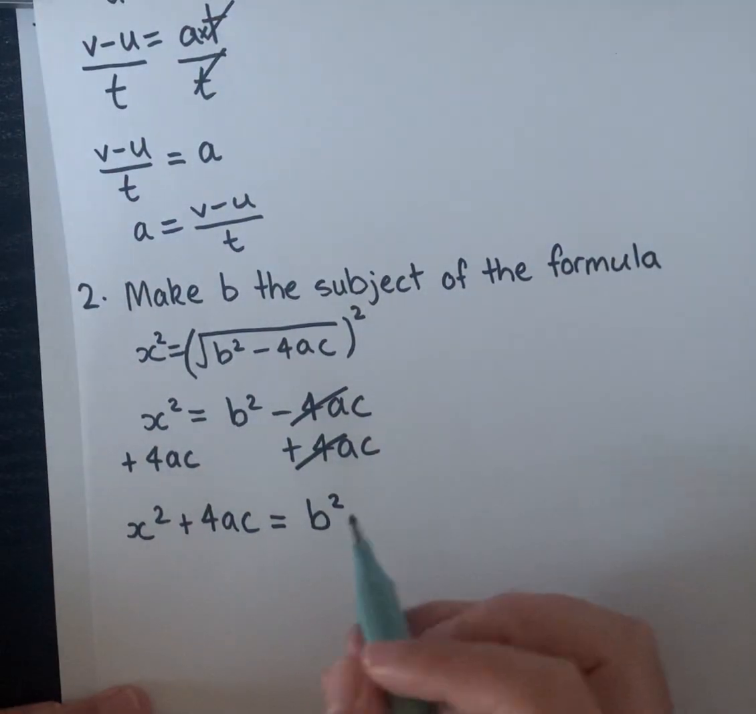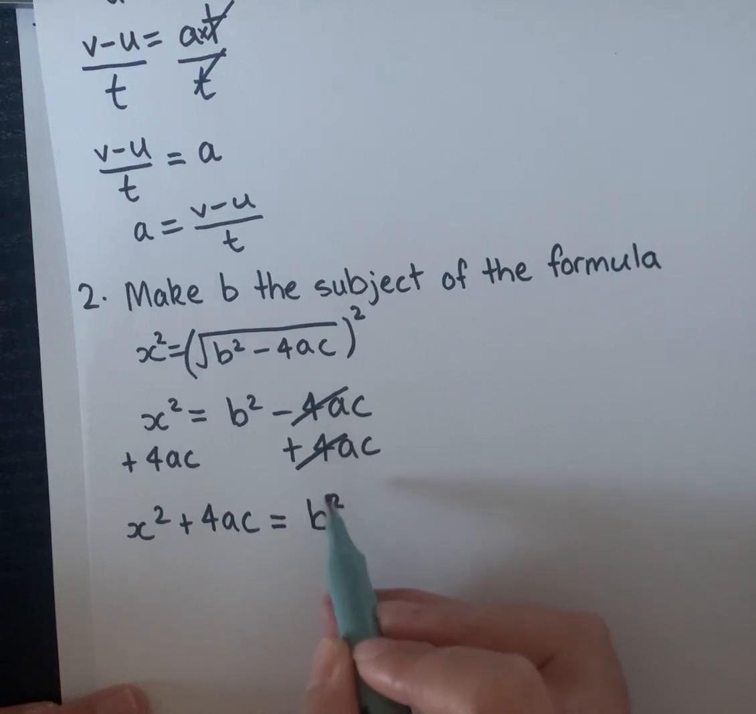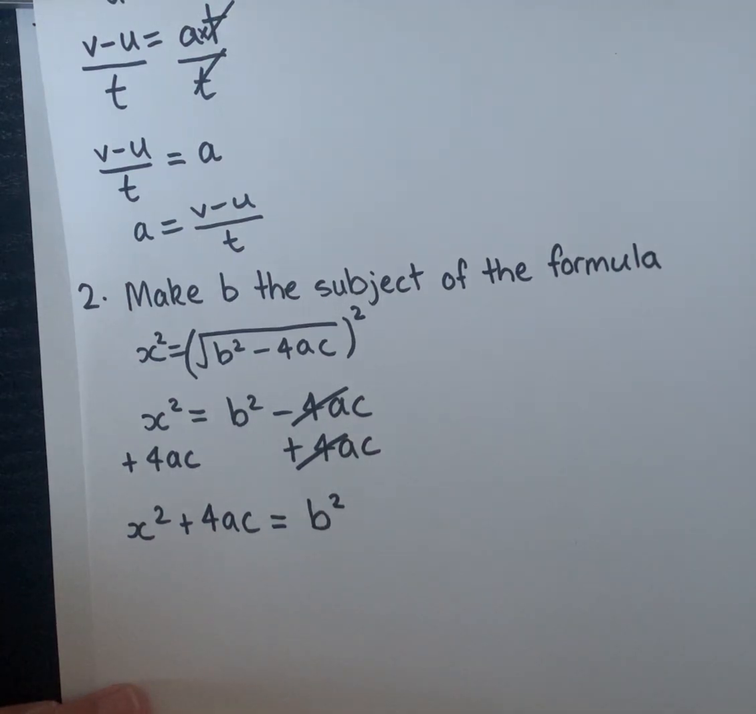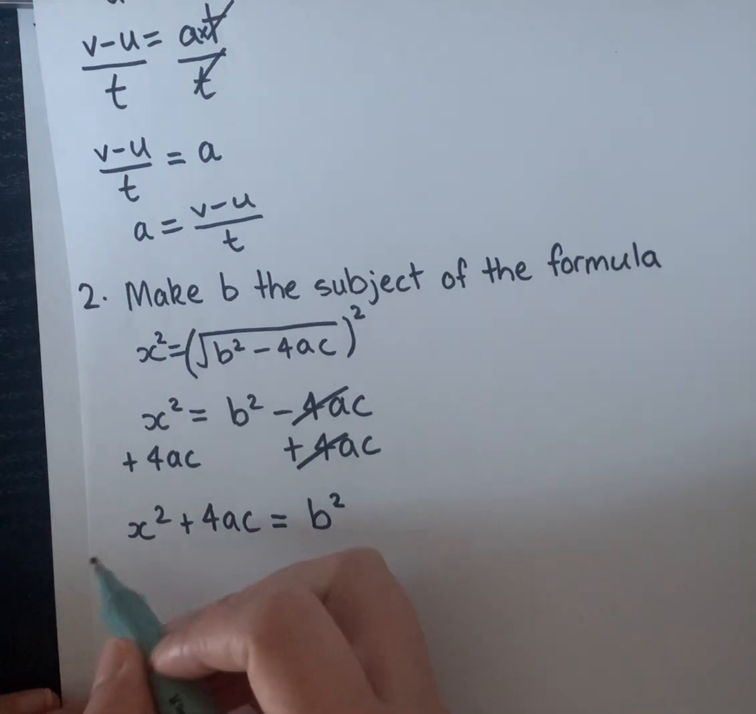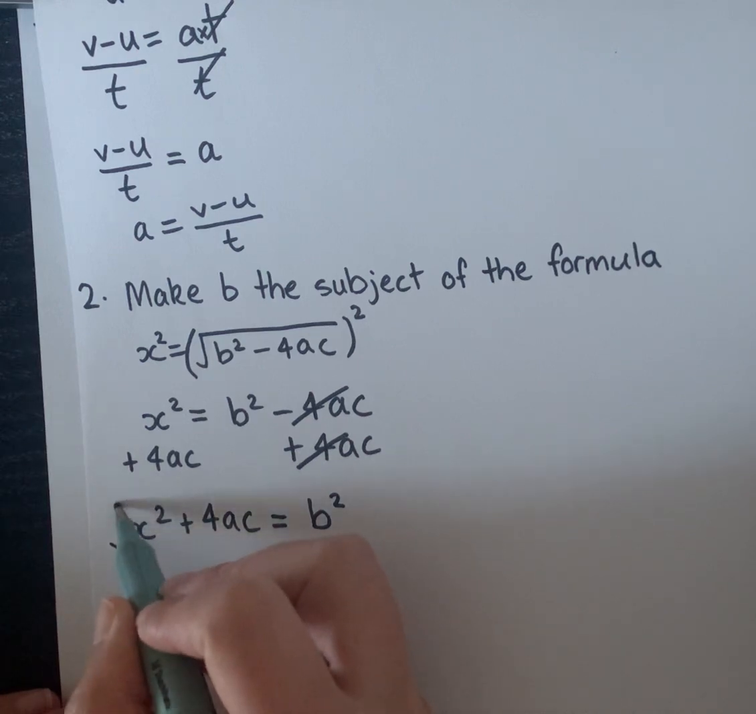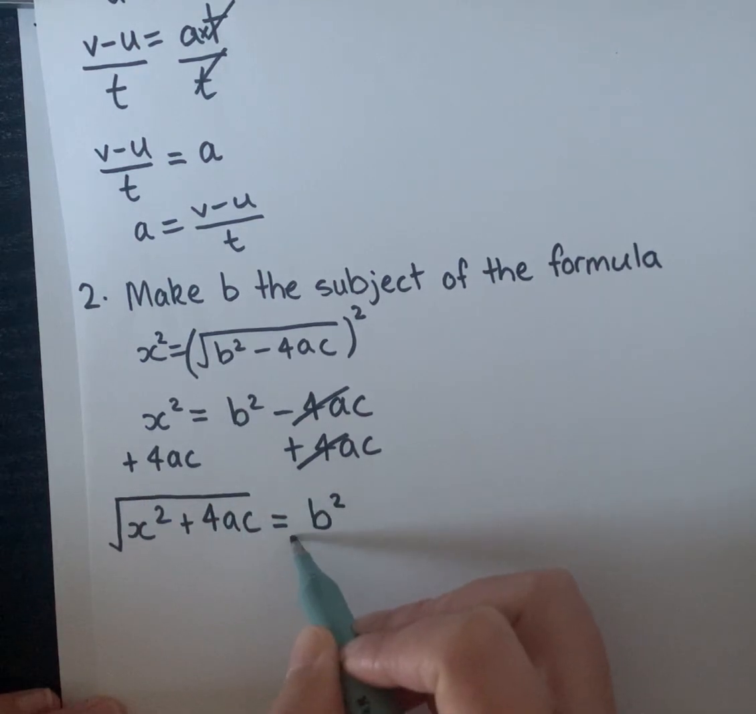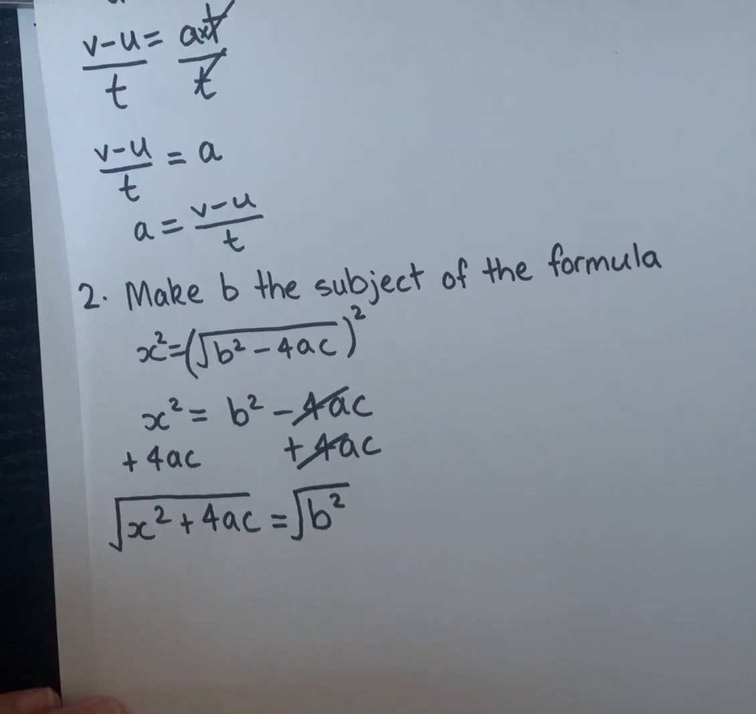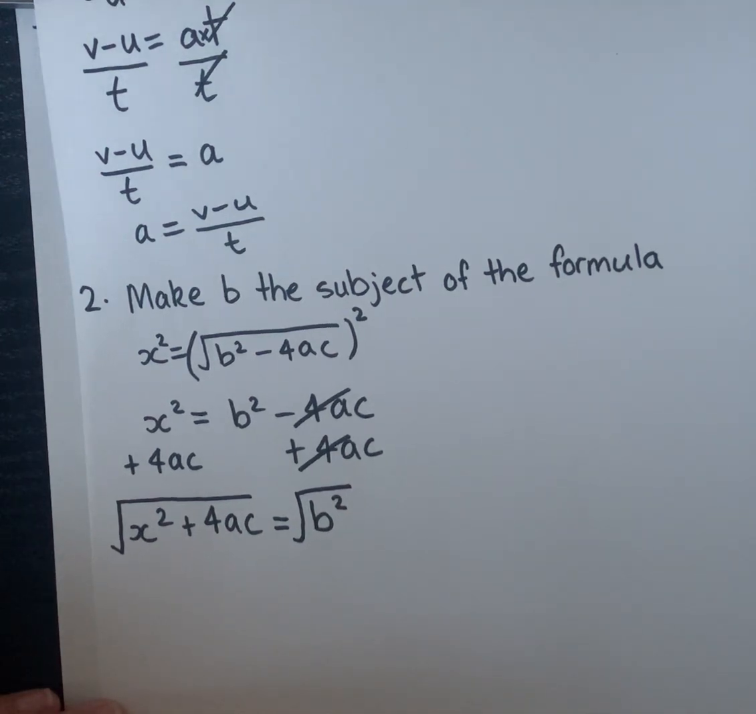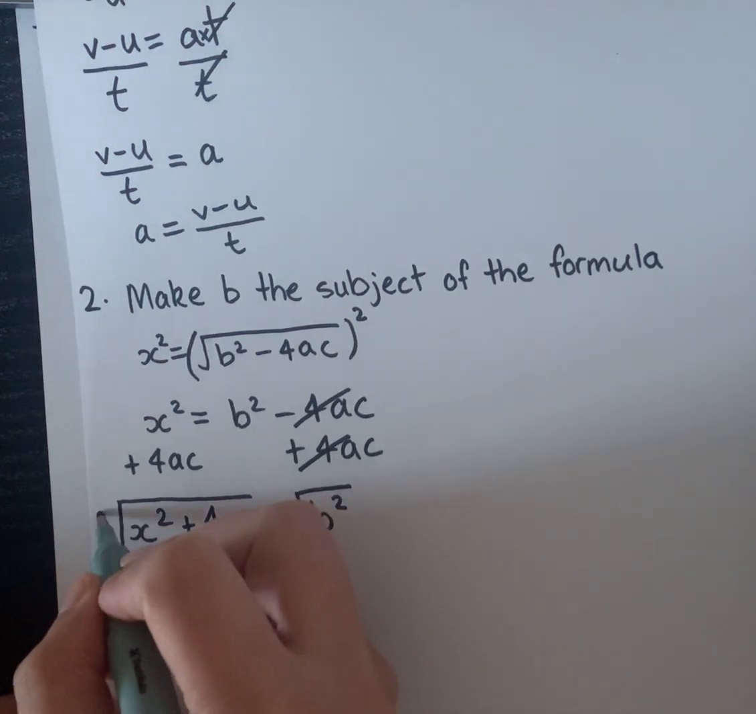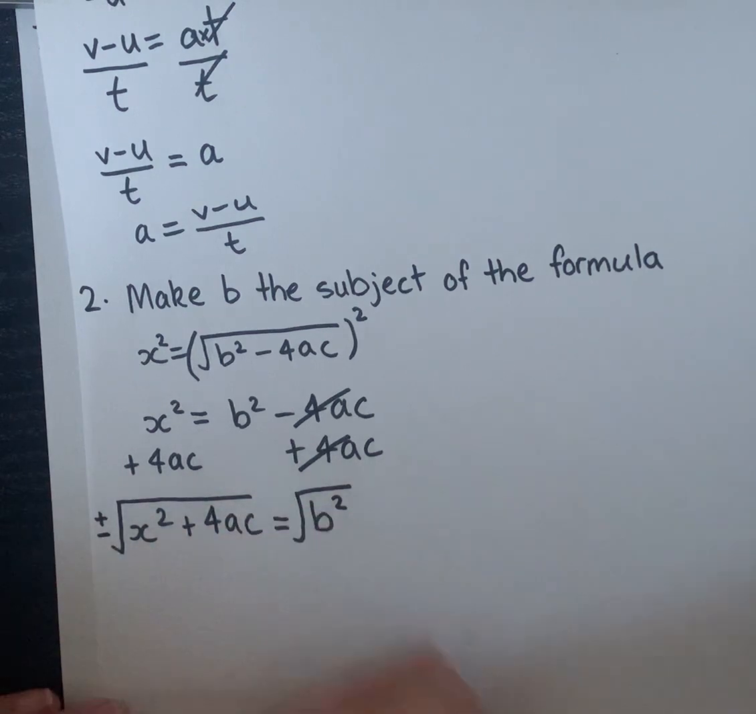There's one step that's left, and that is getting rid of this power here. So at the moment, b is squared. So we need to do the inverse operation to get rid of that power. The inverse of squaring is square rooting. So we're going to take the square root of both sides. But remember, when we take the square root, there's actually two answers. There's positive square root and negative square root. So we need to remember to put that plus or minus sign.